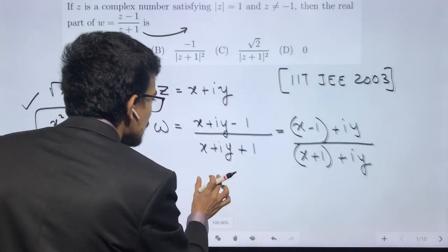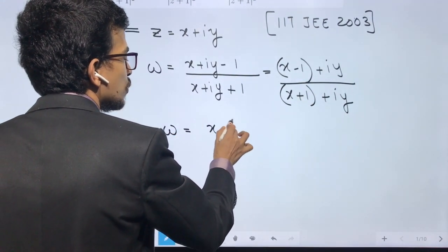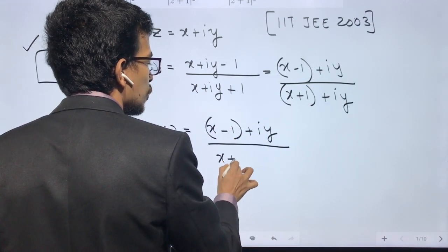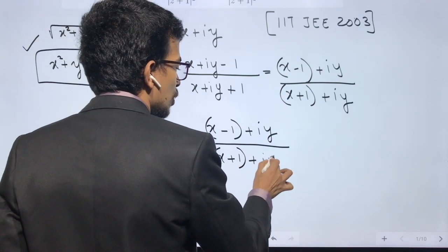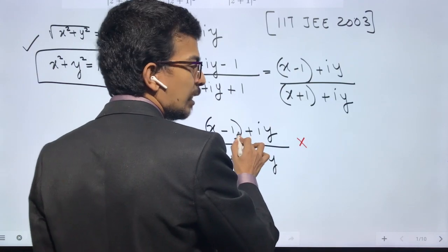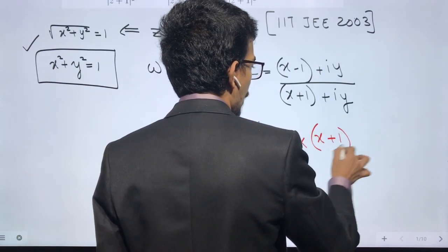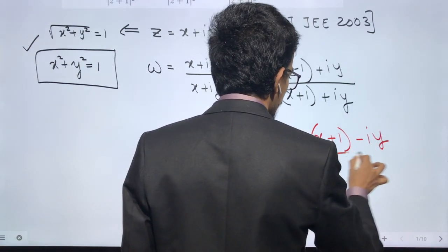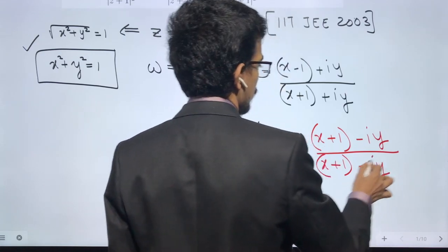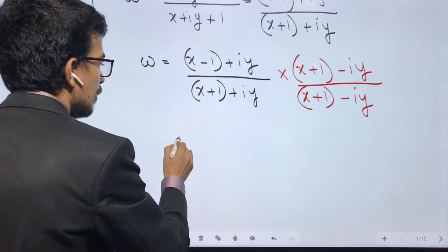So in the next step, what I'm going to do is, this is x minus 1 plus iy divided by x plus 1 plus iy. So I'm going to multiply both numerator and denominator with the conjugate of the denominator, that will be x plus 1 minus iy divided by x plus 1 minus iy. Okay, that makes sense. Now look at our expression.